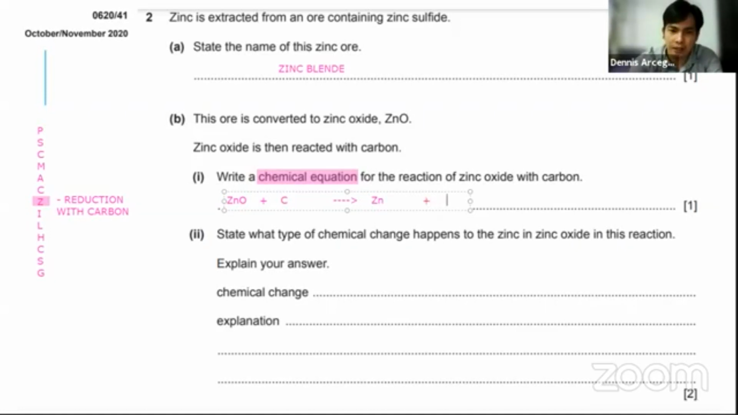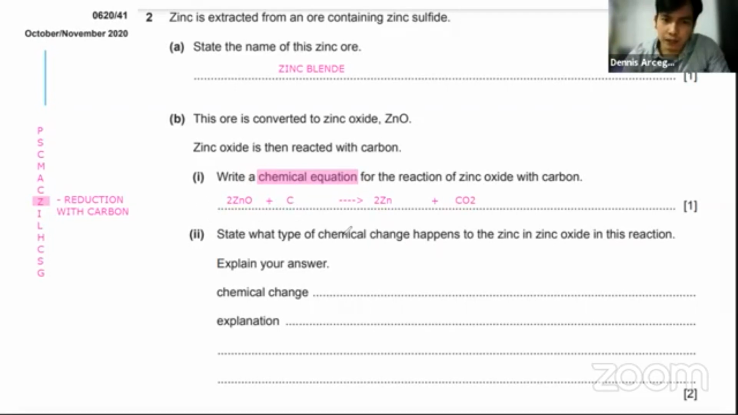Then plus, you can write CO2. So it is CO2, so you have to put 2 in front of zinc oxide and 2 in front of zinc to balance. No 2 for carbon, no need, because there is only 1 carbon in the product, so there should be 1 carbon also in the reactant.